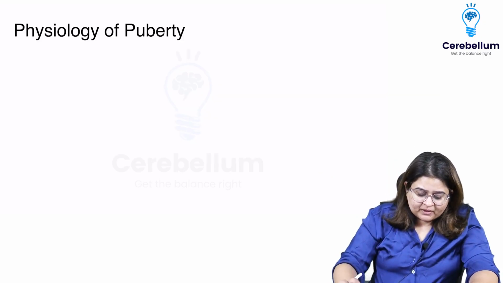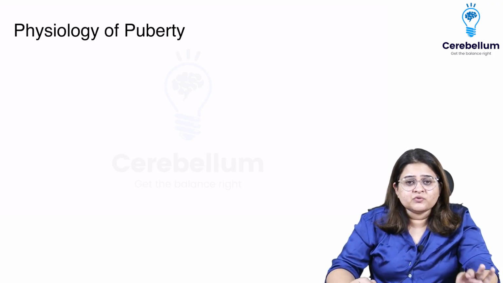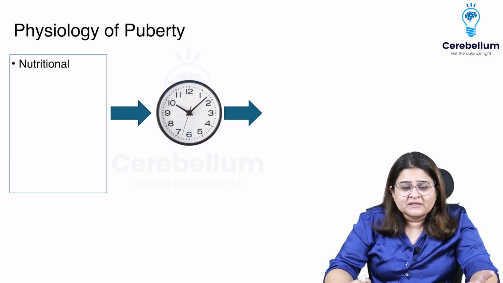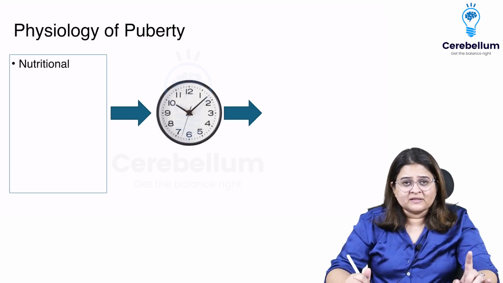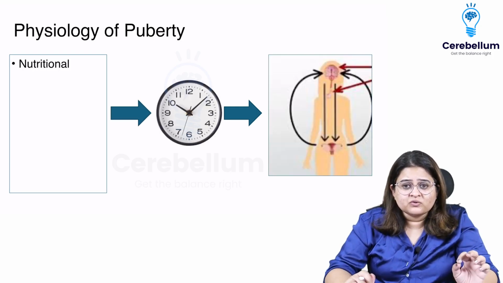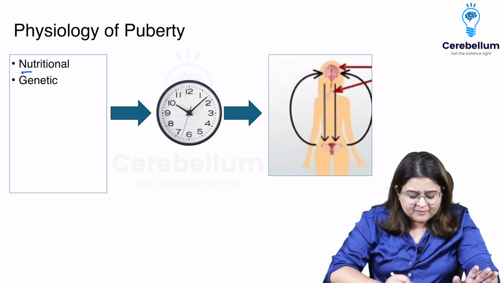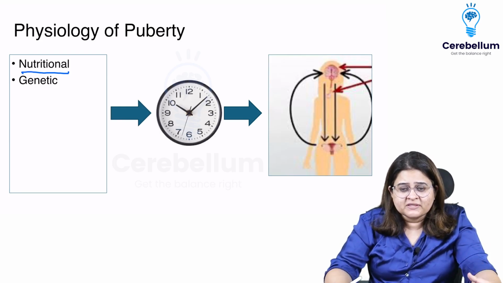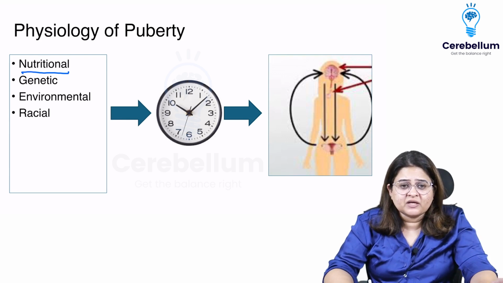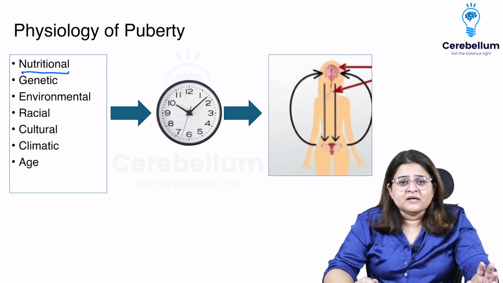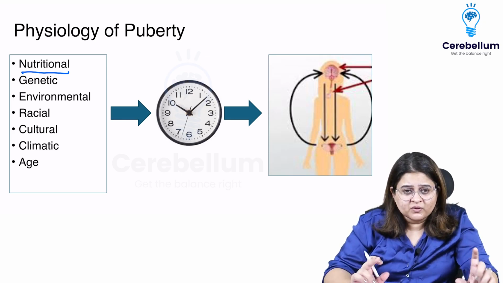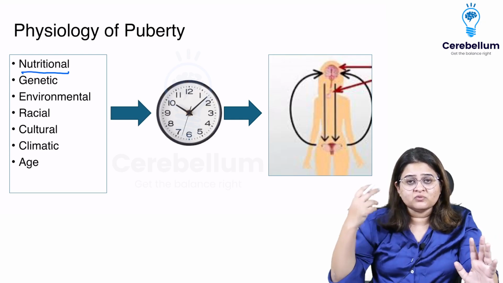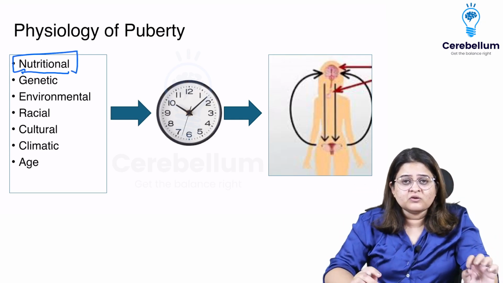Now, coming to what happens during puberty. Remember, puberty is affected by a lot of things. One of the primary things that affects puberty, if you want to name one thing, is the amount of body fat. Apart from nutritional, which is primary because fat is one of the main things that sets the clock and puberty starts, you have genetic, environmental, racial, cultural, climatic, and of course age. But if you're asked to mark the most important determinant, it is nutritional, or the amount of body fat.